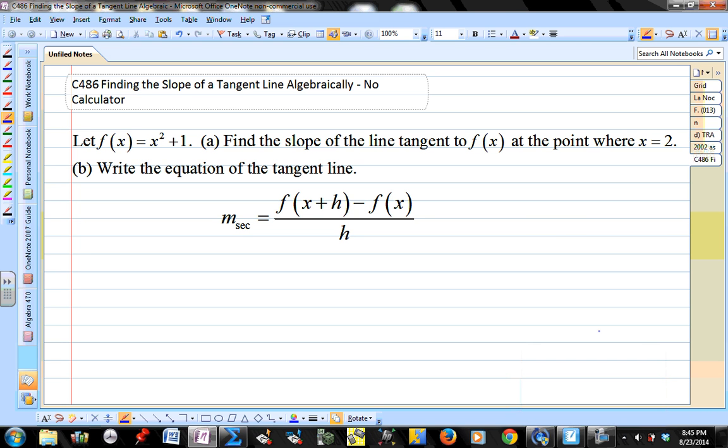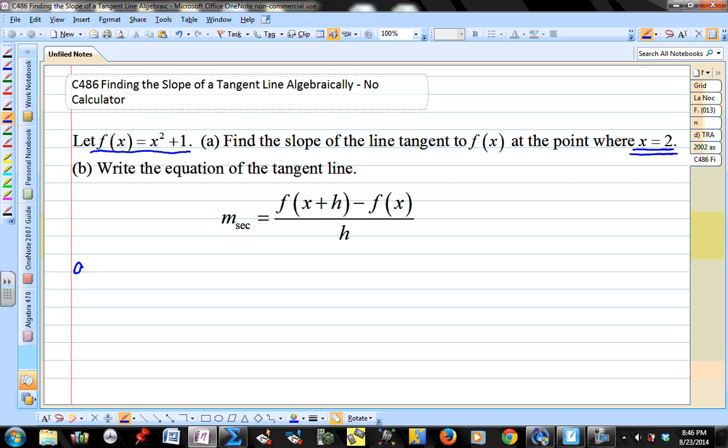In this example, we're going to look at a way to find the equation of a tangent line to a curve at a given point algebraically without using a calculator. First, we're going to let f equal the function x squared plus 1. And then we're going to find the equation of the tangent line at the point where x equals 2. We're going to use the formula that we used to find the slope of a secant line.